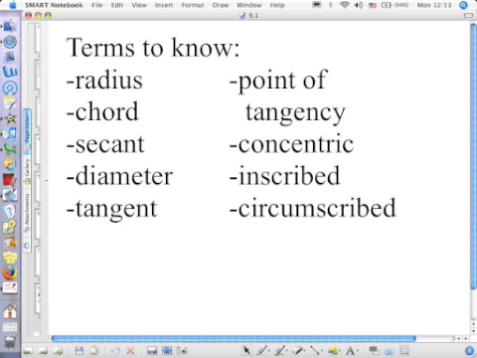Radius, a chord, a secant, diameter, tangent, point of tangency, concentric, what does that mean? Inscribed and circumscribed. And I'm going to have actual picture illustrations of each and every one of these things that I'm about to show you. But you're going to need to know the word definitions.